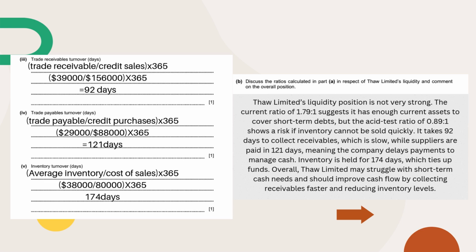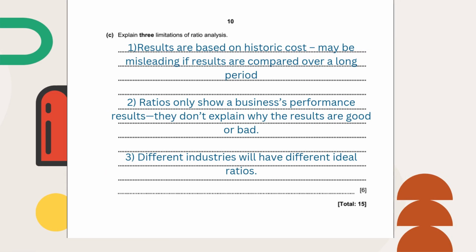It takes 92 days to collect receivables, which is slow, while suppliers are paid in 121 days, meaning the company delays payments to manage cash. Inventory is held for 174 days, which ties up funds. Overall, TOL Limited may struggle with short-term cash needs and should improve cash flow by collecting receivables faster and reducing inventory levels.